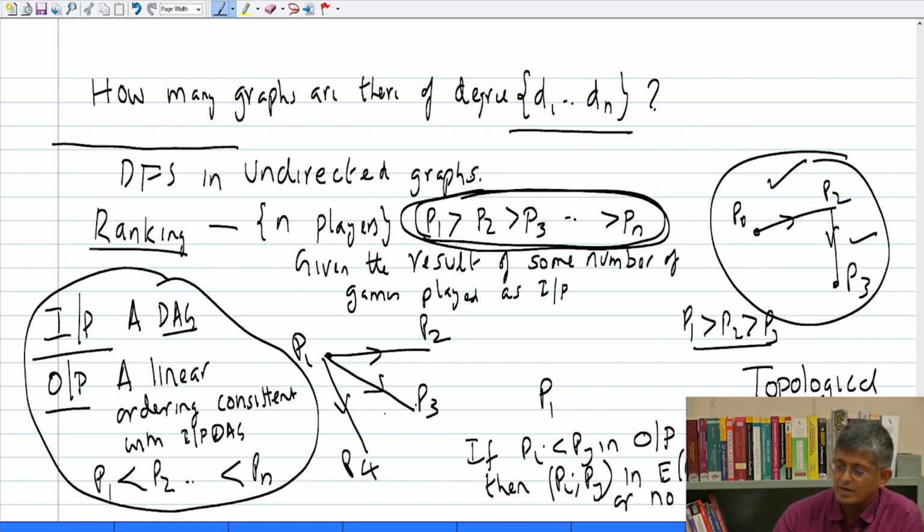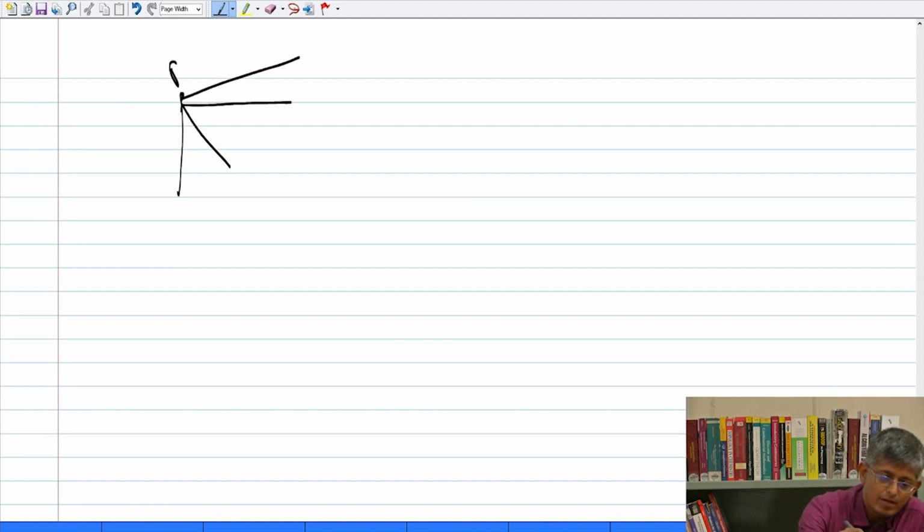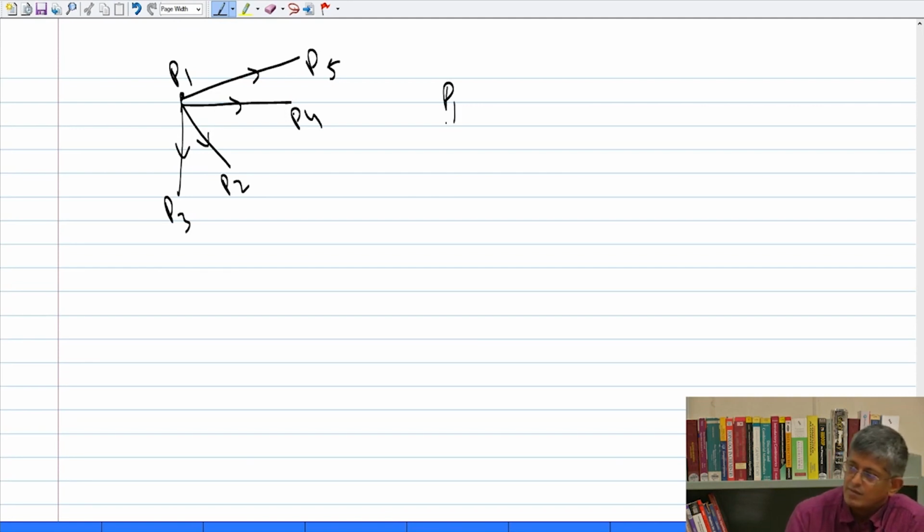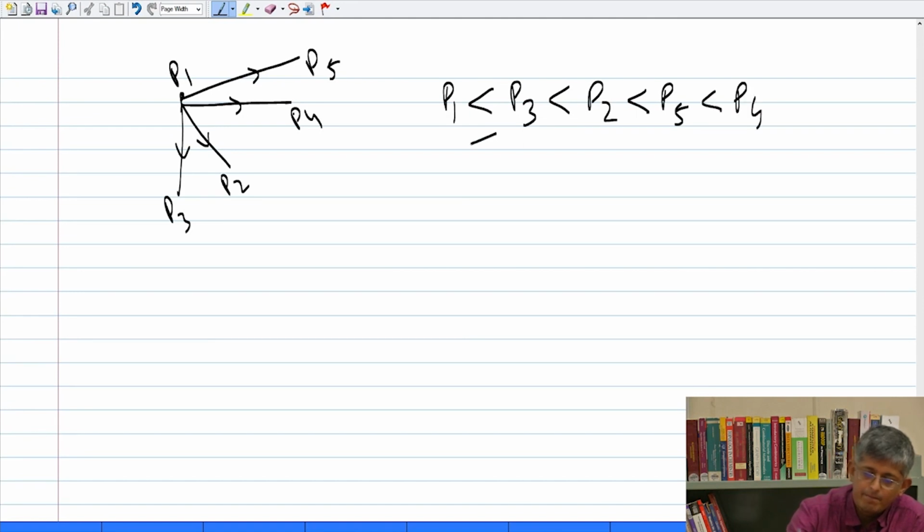See, for example, let me go to the next page. For this DAG, P1, multiple outputs are possible. P1 is definitely the first because P1 has defeated all of them. Then I can output anything that I want. That is a legal, valid answer.